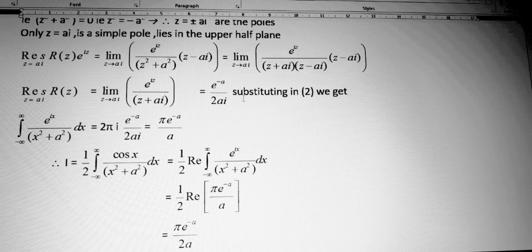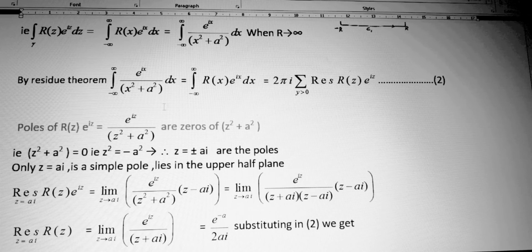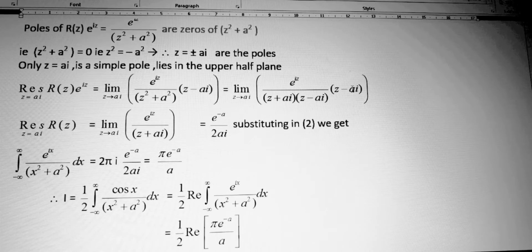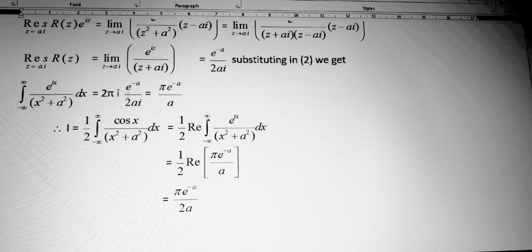Substituting this value in 2, we get the integral from minus infinity to infinity of e raised to ix by x square plus a square dx equal to 2 pi i into this value. That is 2 pi i into e raised to minus a by 2ai, which is equal to pi e raised to minus a by a. Therefore, the integral from minus infinity to infinity of e raised to ix by x square plus a square dx equals pi e raised to minus a by a.